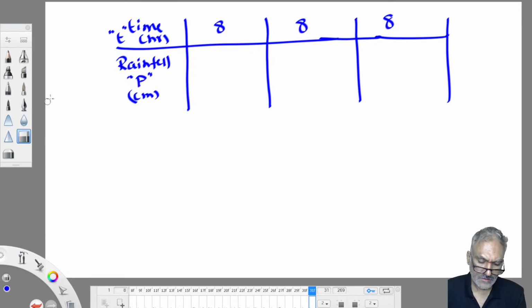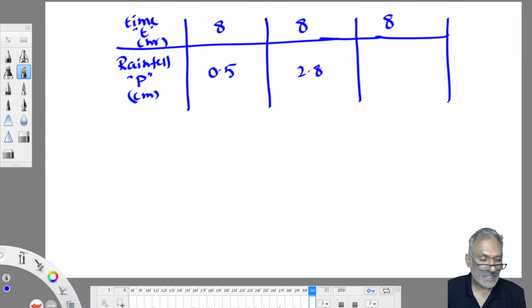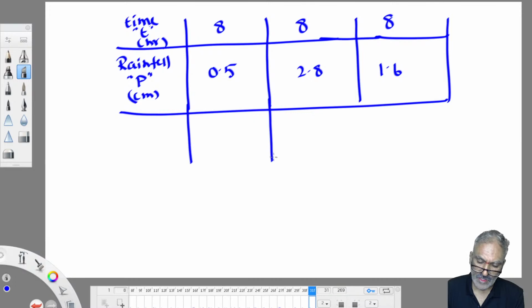So, what type of storm it is? Uniform storm or non-uniform storm? Non-uniform storm this is, because intensities are changing. But these are not the intensities. What is given is rainfall. So what you have to do? You have to convert this P values into I values. I is equal to P by T. So you get straight away centimeter per hour.